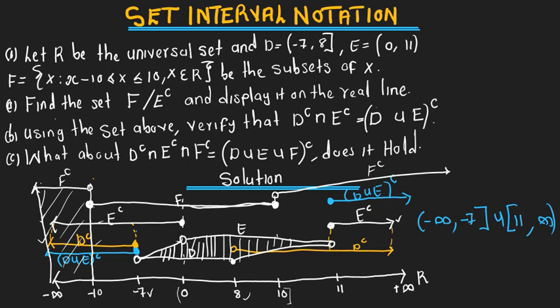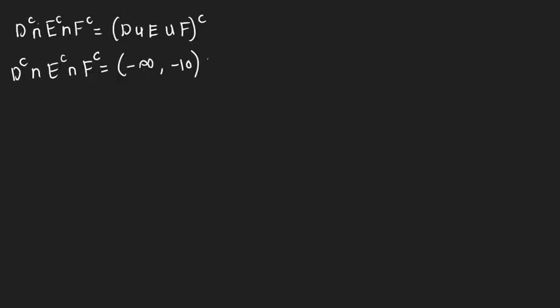On the other end we have something which is coming from here to positive infinity, but 11 is part of everything. It's part of D complement, it's part of E complement, and at the same time, it is also part of F complement. So it's going to be the union of 11 all the way to positive infinity.